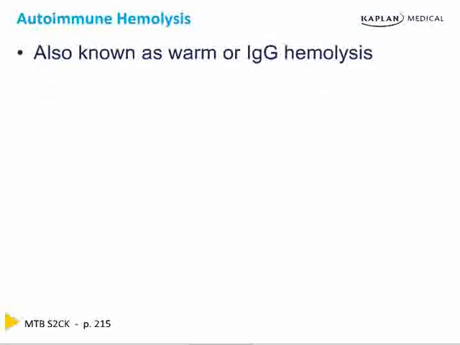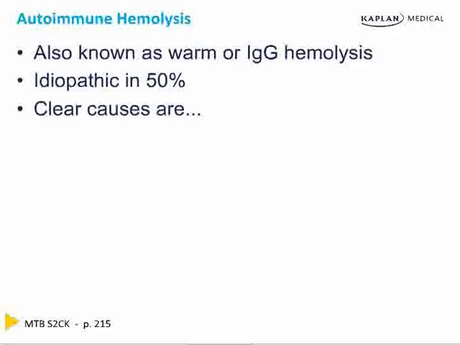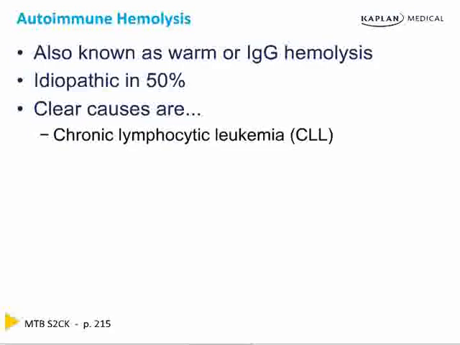Autoimmune hemolysis can also be known as warm or IgG hemolysis. Although we see it from penicillin and sulfa drugs, allopurinol, phenytoin, and rifampin, half the cases are unknown. See, clear causes are things like CLL. Those lymphocytes make abnormal antibodies.